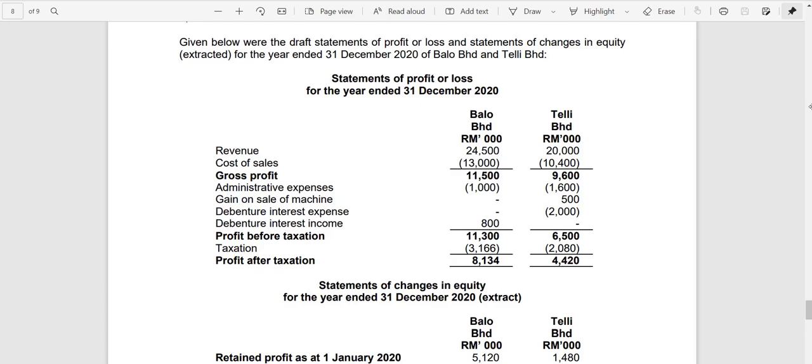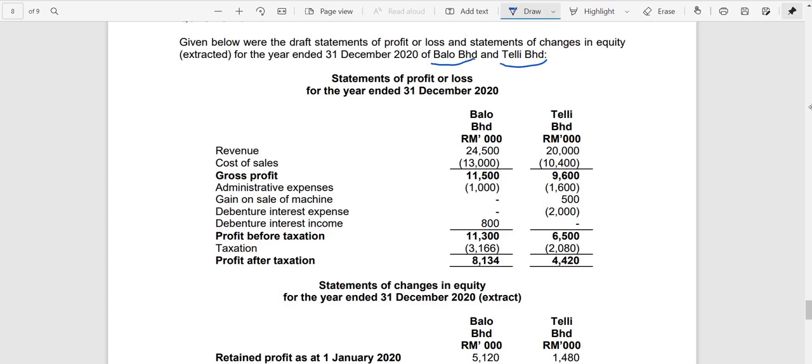In this presentation we're going to learn how to prepare a consolidated statement of profit or loss and other comprehensive income for a simple group structure that will involve a company called Balu and Tele. So let us look at the question first.